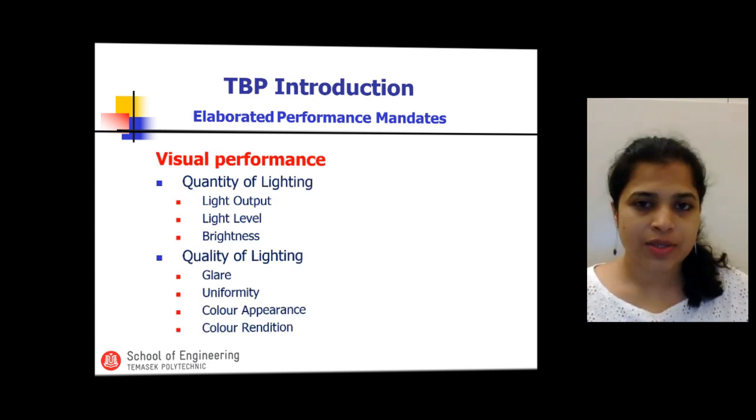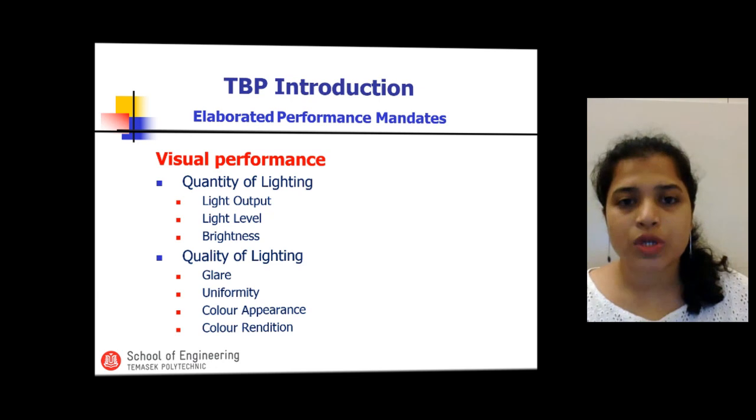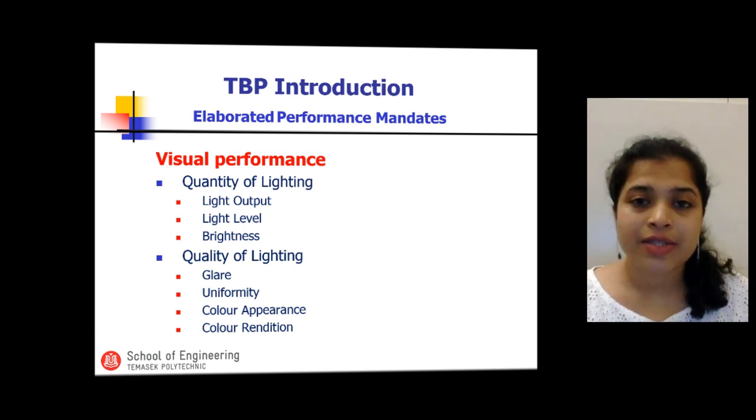Visual performance. The lighting quantity and the lighting quality falls under this particular performance mandates. The different factors which contribute to the quantity of lighting would be lighting output, light levels, and brightness, right? For different tasks, there is different brightness which is required, right? Now, if it is not bright enough, the task would be affected, right? And that affects the visual performance of that space.